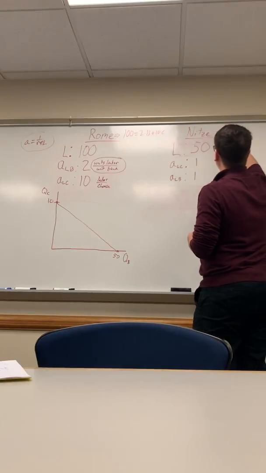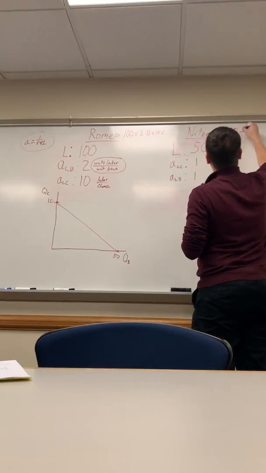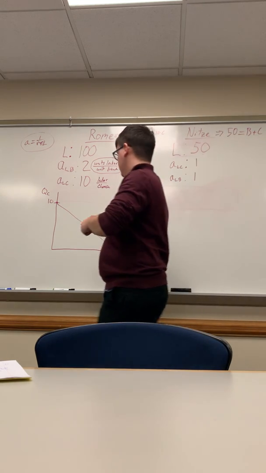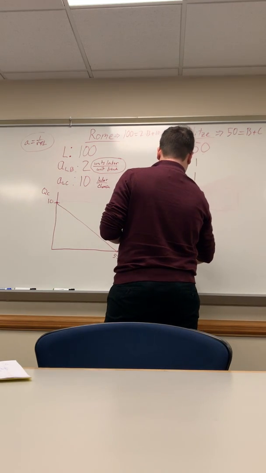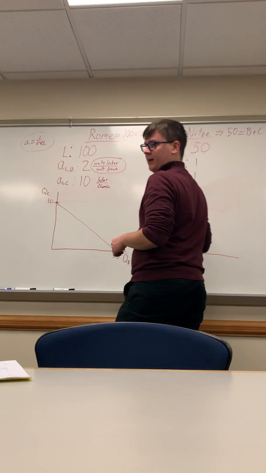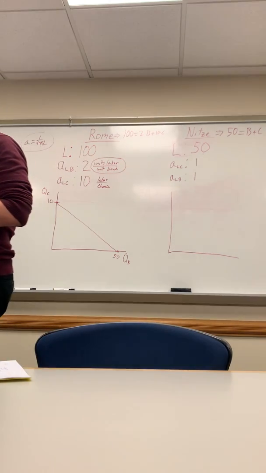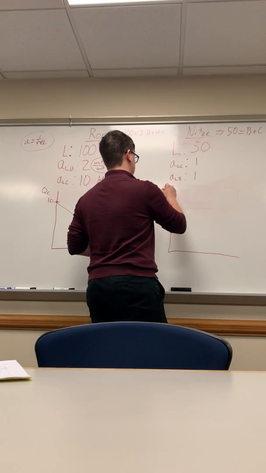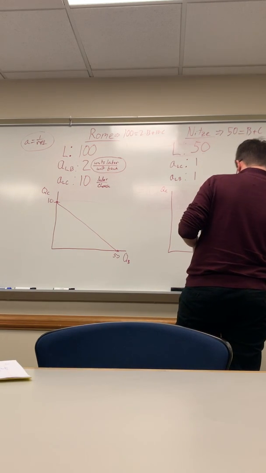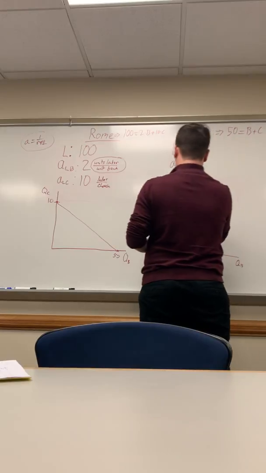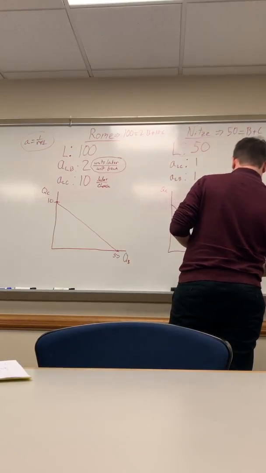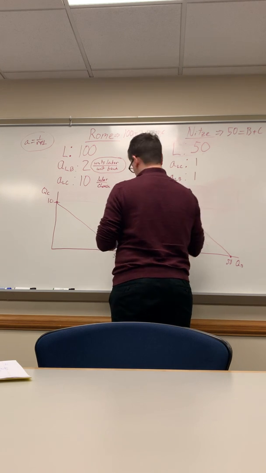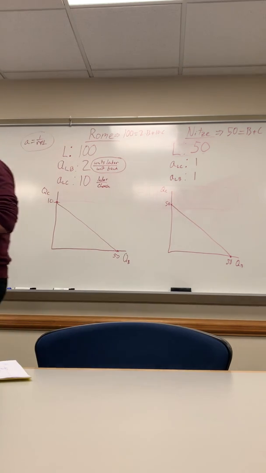So then Nitsa's is going to be 50 equals B plus C. So how does my PPF for Nitsa look? 50 and 50. Okay.